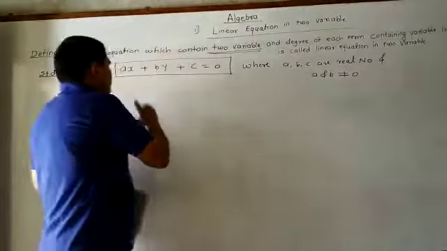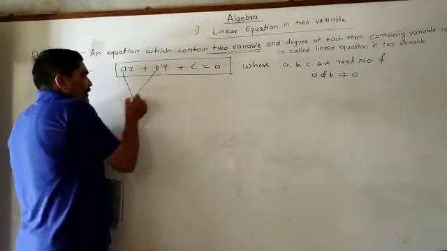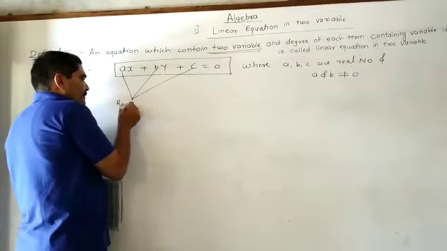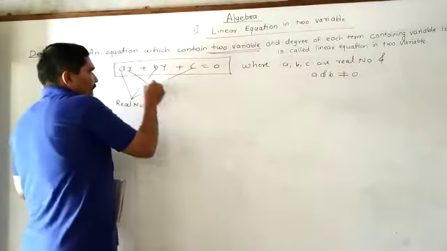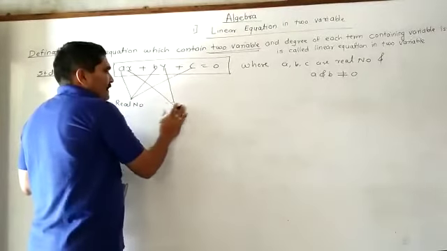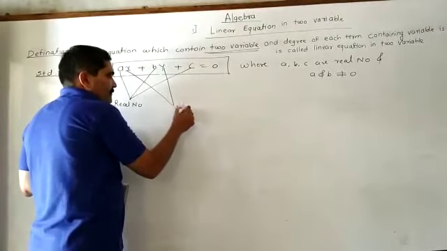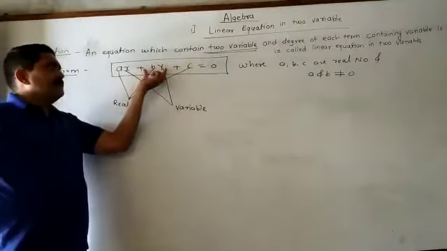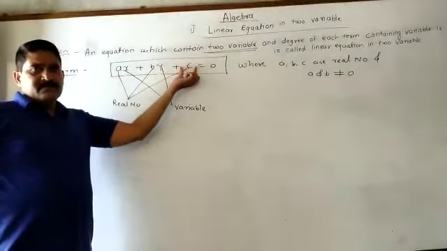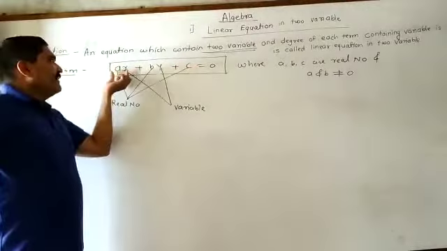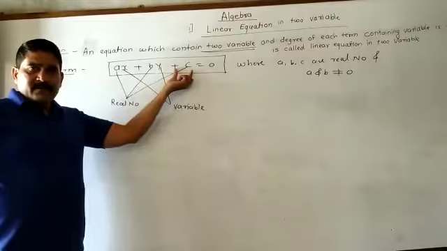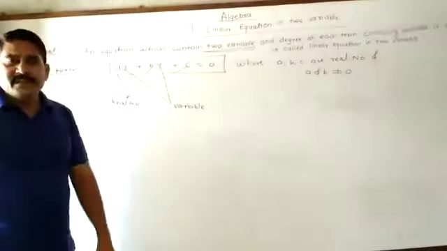Here this a, b and c, I will say that these are the real numbers, and this x and y are called variable terms. These are the variable terms, this is the constant term. And a and b is not equal to 0. If c is equal to 0, no problem at all. Then from that we will frame the linear equation.